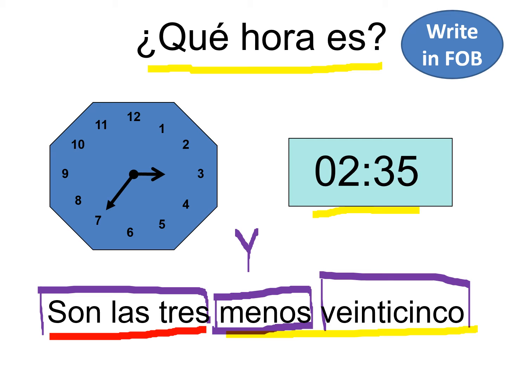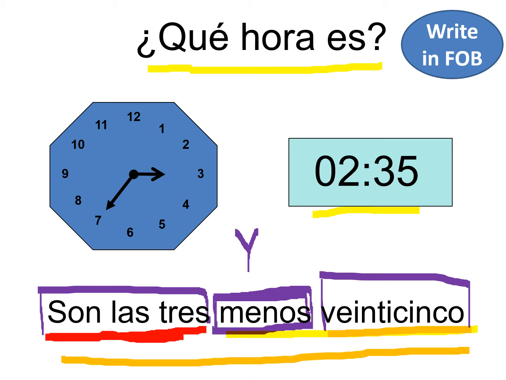To say the time to, we mention first the o'clock time, then menos, which will be translated as to, and finally the minutes. This time is 25. Muy bien. Now I'm going to ask you to write in the front of your book, son las 3 menos 5, you're going to write this, and next to it, you're going to draw the clock.